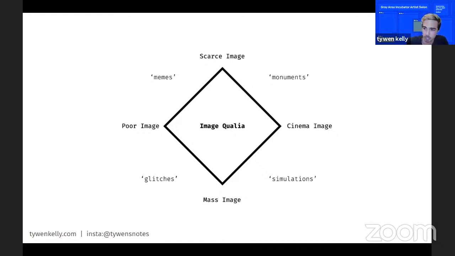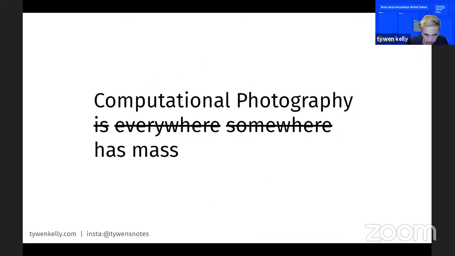And I started making this sort of diagram, which I won't really explain. It's a little unreadable, but the way that images have a class within themselves and interact with each other really inspired me to iterate on my next thesis, which was that computational photography has a mass.